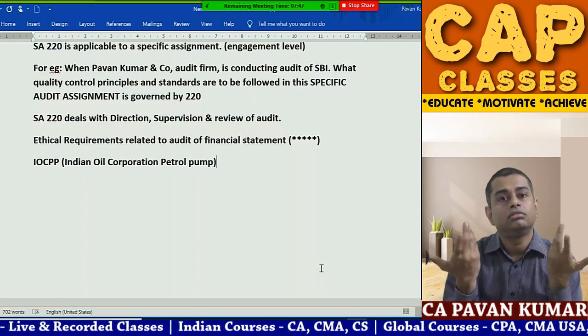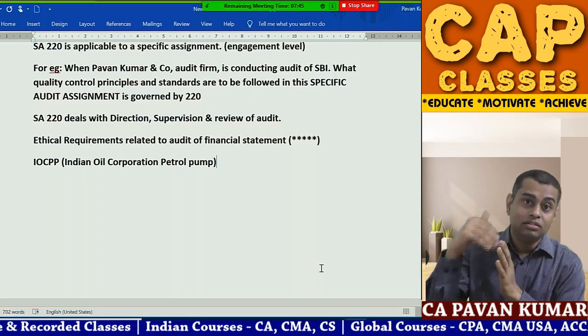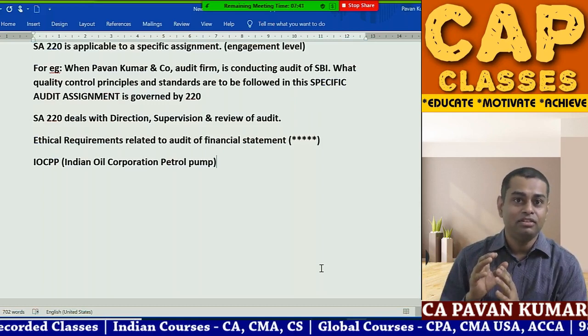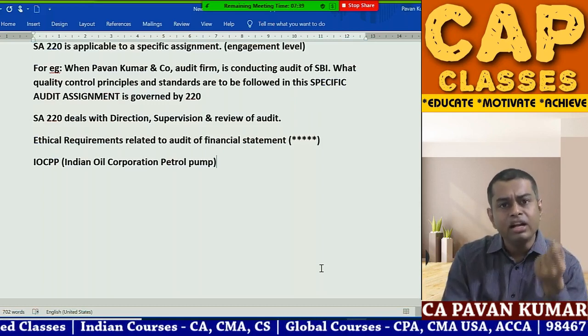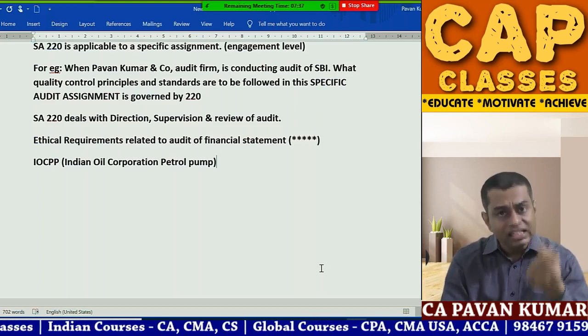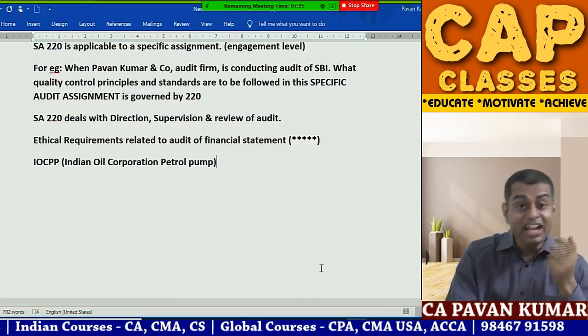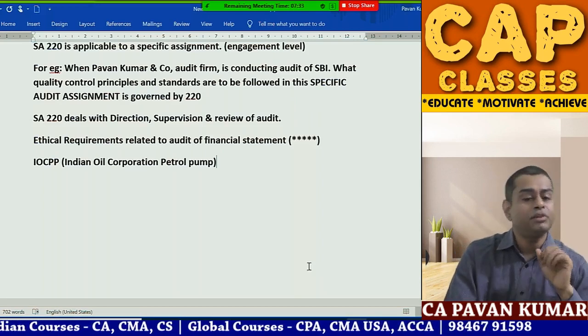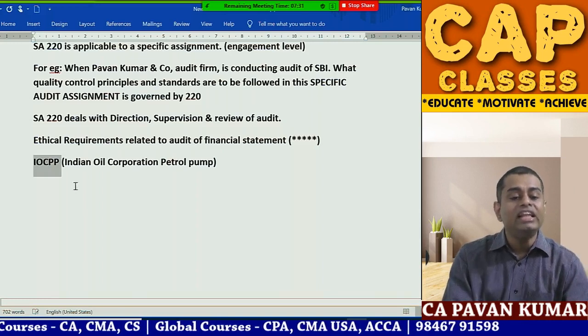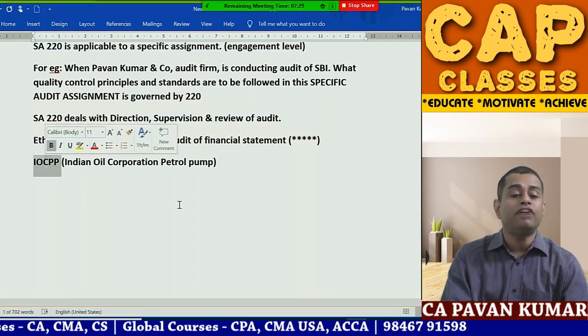You might have read that a thousand times in your life. But is it a fundamental principle? Confidentiality, is it a fundamental principle? Independence, is it a fundamental principle? Now, if you remember IOCPP, it is easy for you to remember those five points.